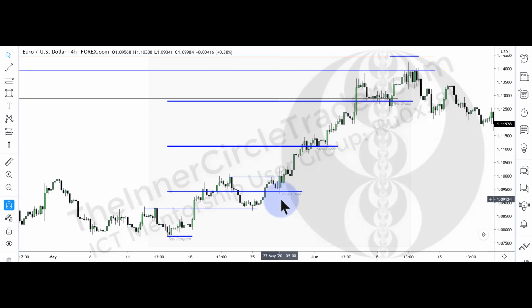So at the 25%, we see price trading down below it after it trades above it. Trades to a bullish breaker here. And then we have what? Displacement. We have an imbalance right there.